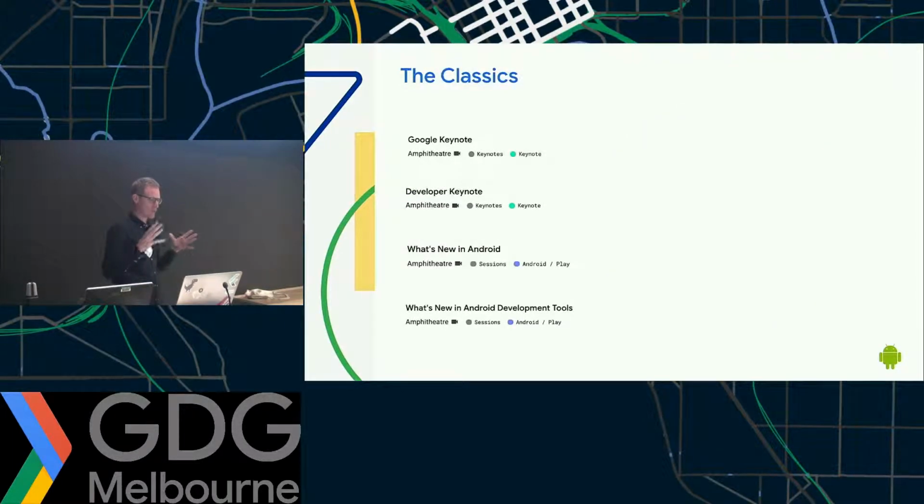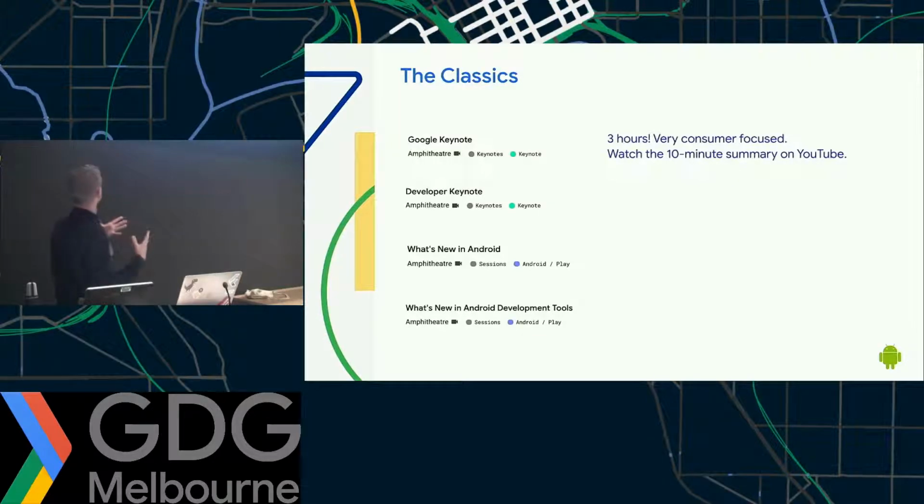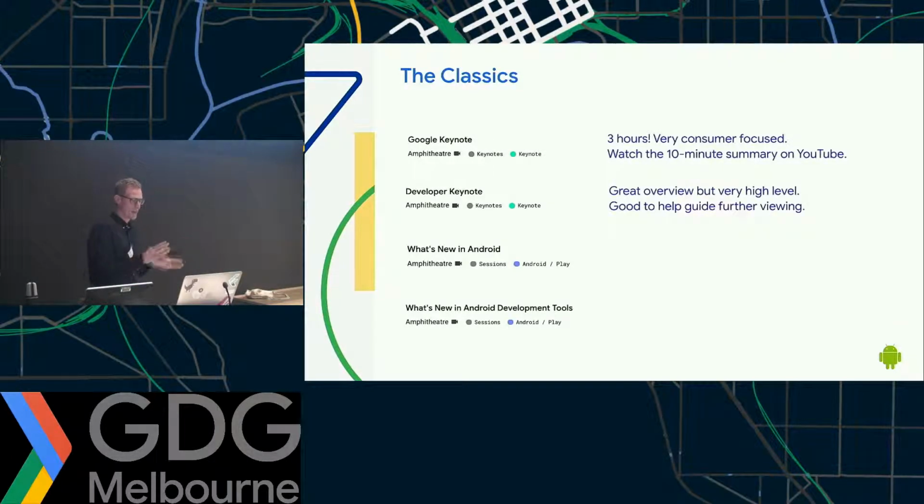So here's some of the highlights for me. These are the 4 classics. You've got the Google keynote, which opens up the conference. It's 3 hours long. It's very consumer focused. A lot of marketing speak. I was there in 2017 and I sat through the whole thing. But every other year, I'll just watch the 10-minute summary on YouTube. I highly recommend that.